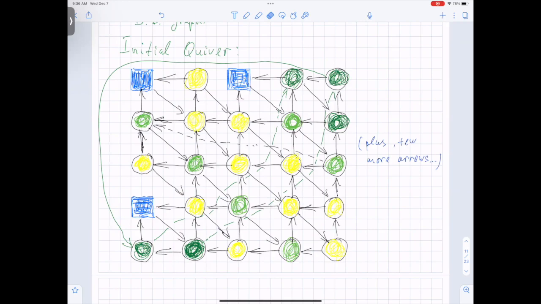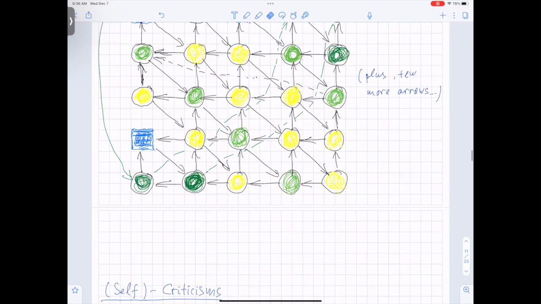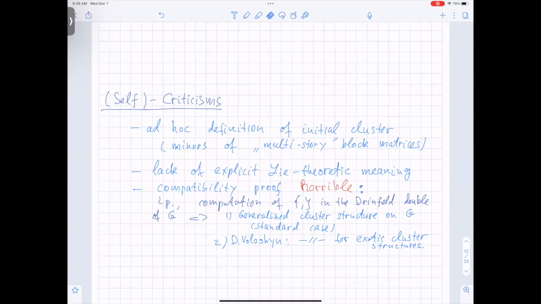So that construction looks very strange, and here's a criticism of this construction. You have to be self-critical. First of all, the definition of this initial cluster is completely ad hoc. What's its Lie-theoretic meaning? You just build some strange matrices. Secondly, criticism number two: the proof that these things actually have nice Poisson relations took us 40 pages of horrible computation. So it's just bad. We needed a better understanding of that. We couldn't do it in the group itself; we had to go to the Drinfeld double, do computations there, and then restrict to the group.